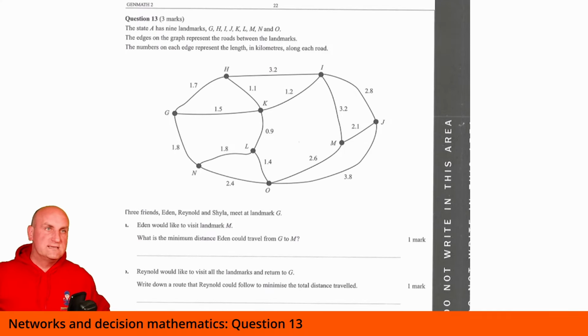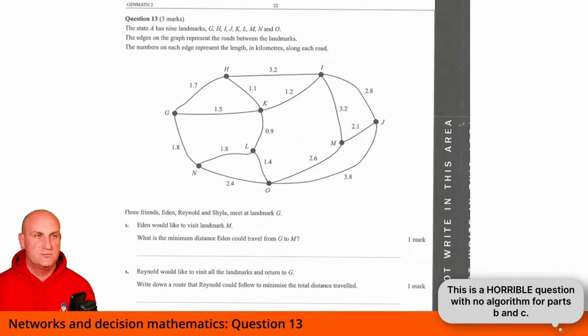Question number 13. The state A has 9 landmarks, G, H, I, J, K, L, M, N, and O. The edges on the graph represent the roads between the landmarks. The numbers on each edge represent the length in kilometers along each road. 3 friends, Ellen, Reynolds, and Shyla, meet at landmark G. I'm sure they do. Here's G. What is the minimum distance Eden could travel from G to M?